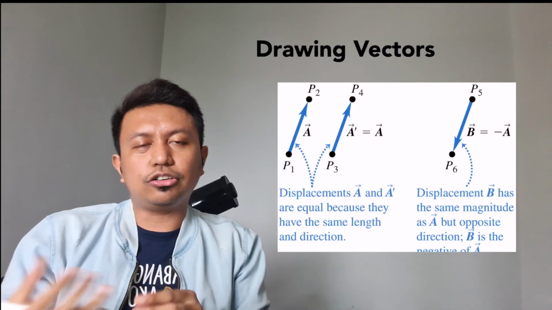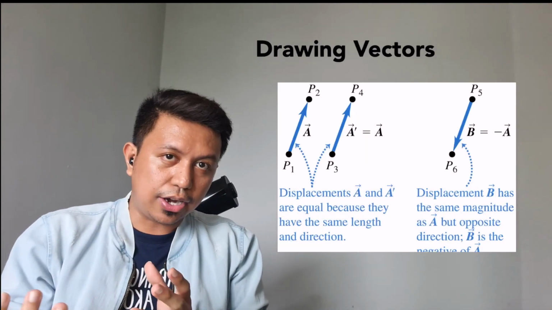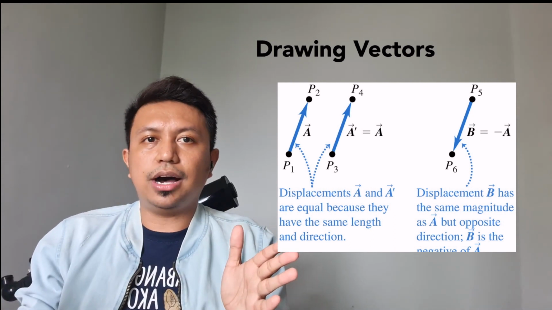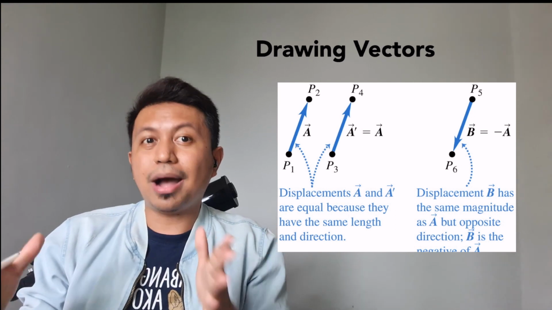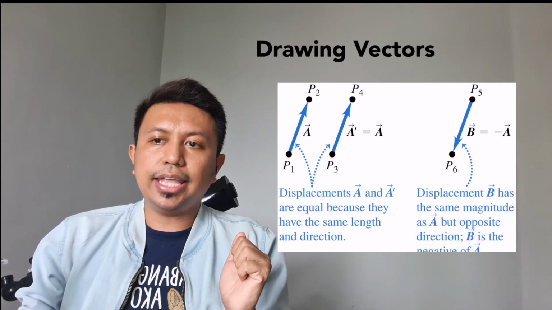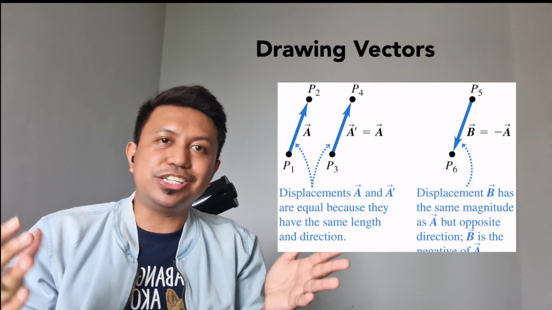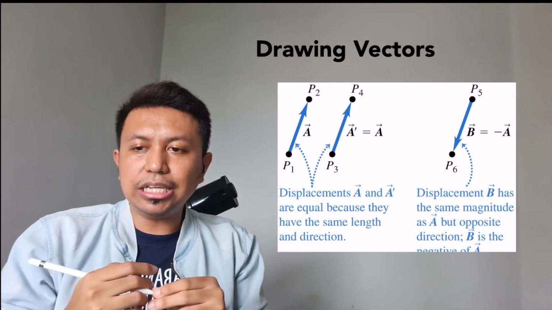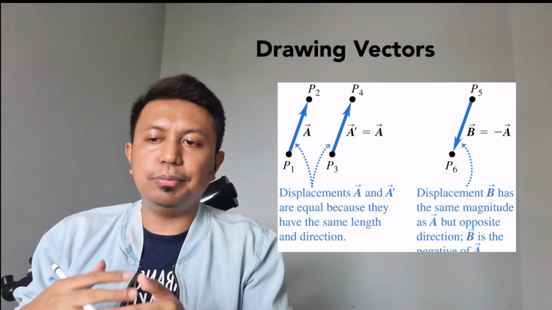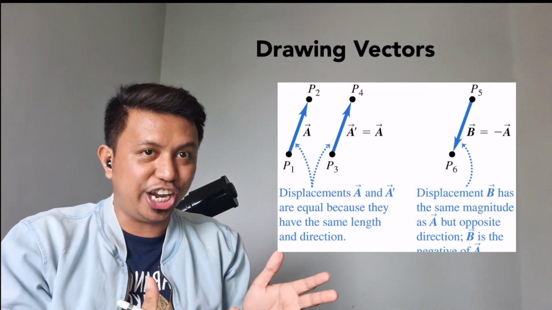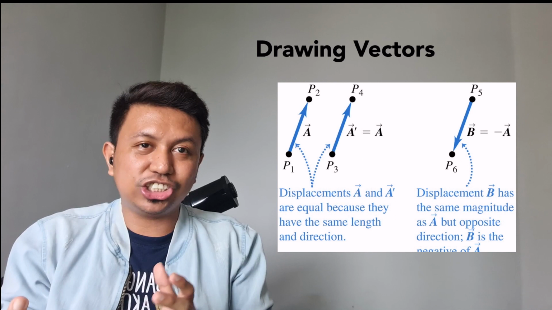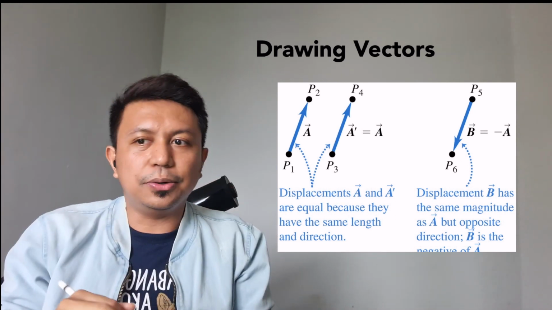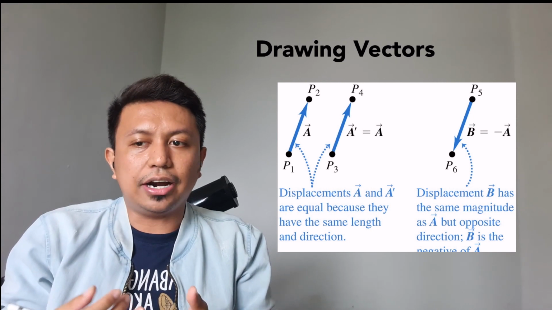So when you draw vectors, basically we use arrows. Okay? The length of the arrow tells us how big the magnitude of that vector is, and where the arrow is pointing tells you the direction of that vector. Here, displacements A and A prime are equal because they have the same length and direction. They are going in the same direction, and they have the same length. So basically, these two vectors are equal.